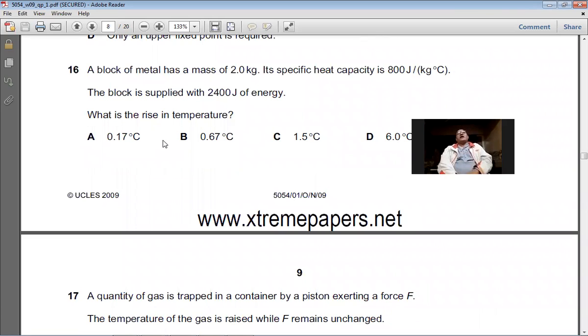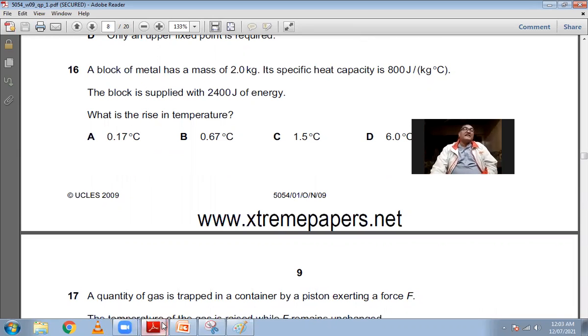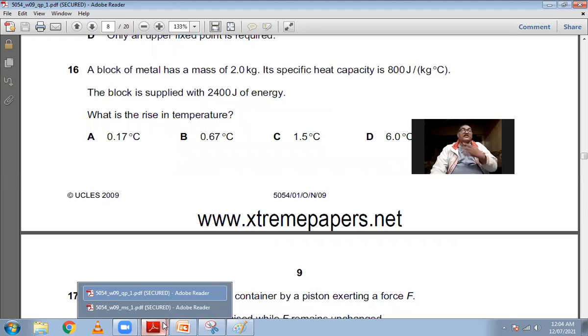Question number 16. A block of metal has a mass of 2 kg. The specific heat capacity is 800 joules per kg per degree centigrade. The block is supplied with 2400 joules of energy. What is the rise in the temperature? Here, because the rise in the temperature is involved, we will use the formula heat is equal to mc delta theta, where delta theta means the change in the temperature, and that is the question.